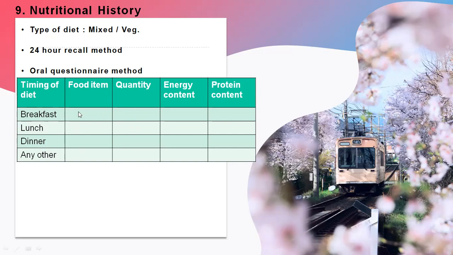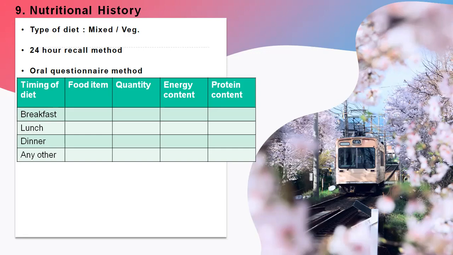In the breakfast, there may be 2-3 items you must have taken, so you should write down 1, 2, 3, their approximate quantity, then energy content, and at least protein content. Ideally, you should know the carbohydrate content, protein content, fat content, and how much minerals and vitamins are also there. But even if you know energy and protein content, that will be sufficient because we need to comment on this.